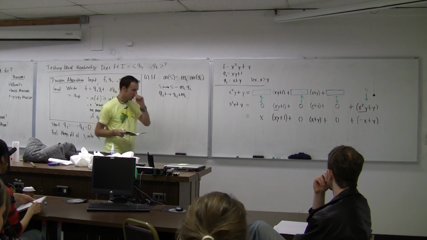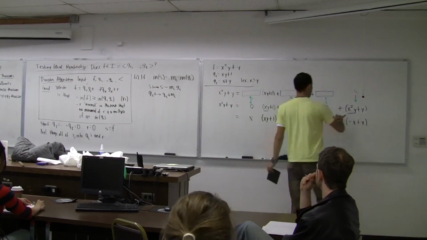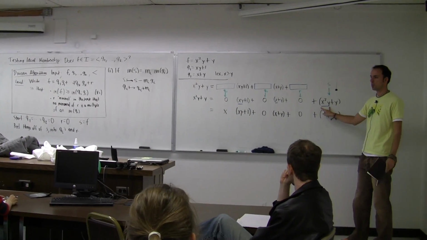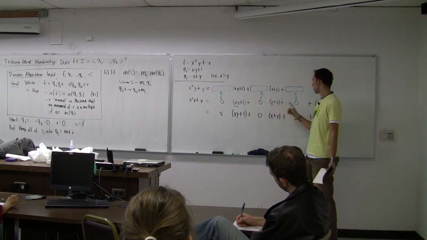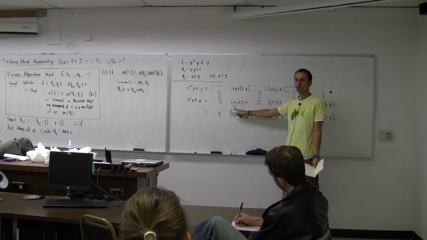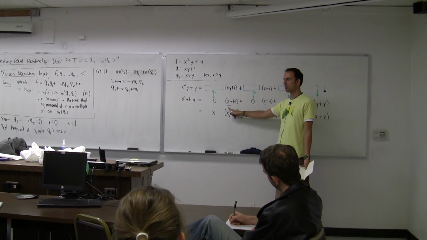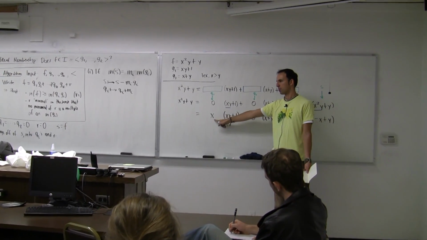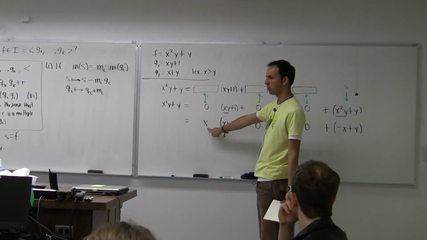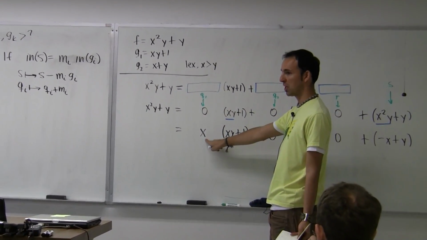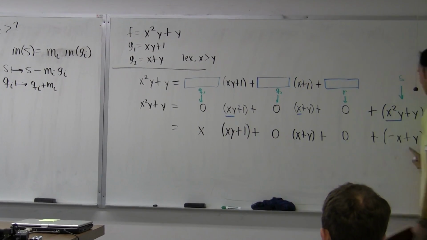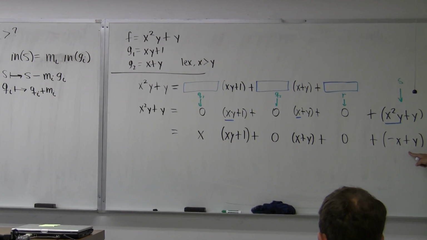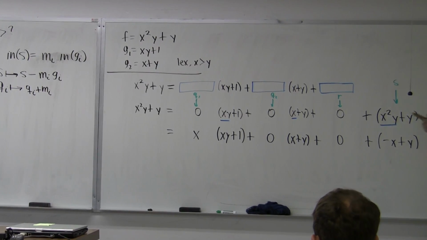And so that's exactly what I did here. I look at the initial term, it's X squared Y. I see if it's a multiple of this guy or this guy. And I say, okay, well X squared Y is a multiple of XY. And the factor that I need is X. And so I add X to Q1. But to keep this equation true, I have to subtract this from S. And now S becomes something different. And I repeat. Okay.